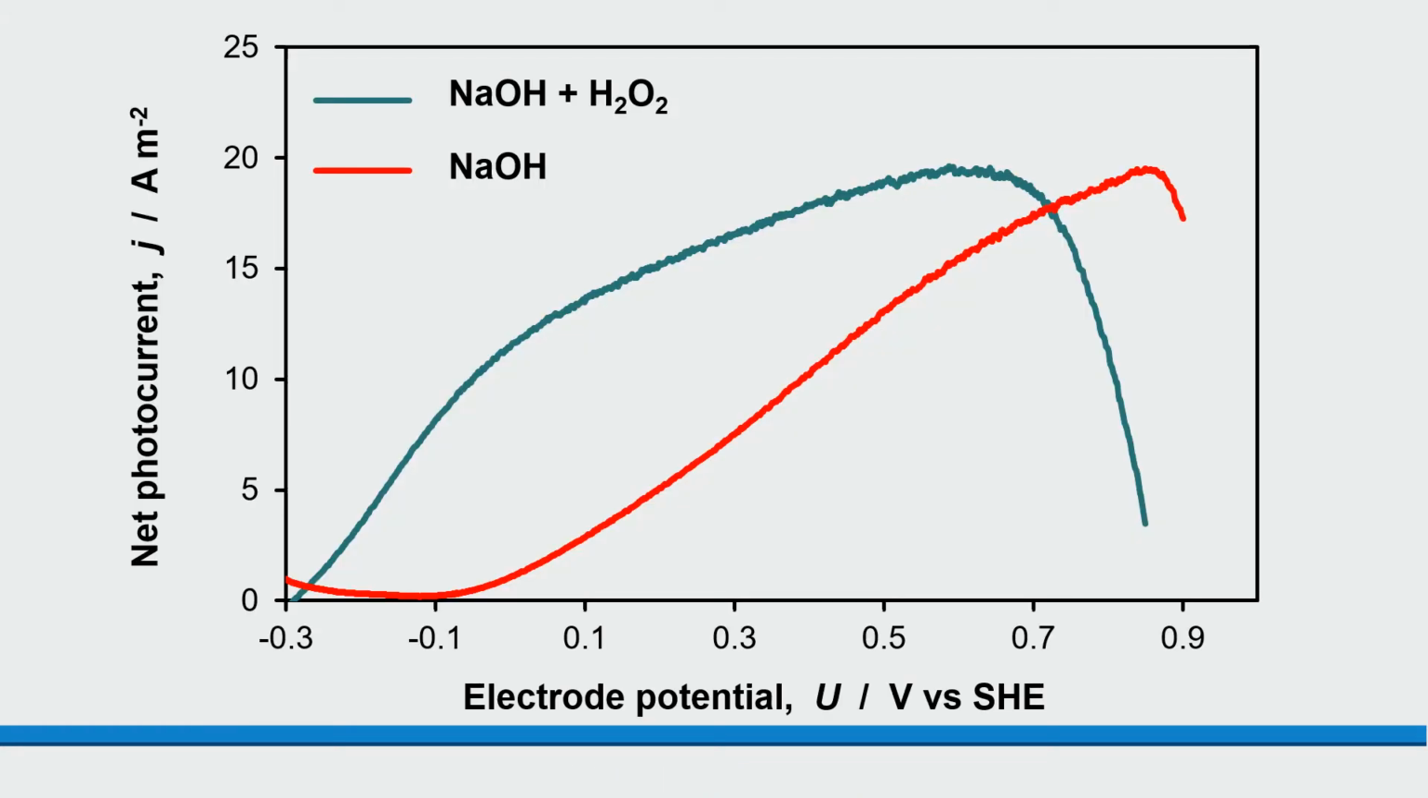The impact of surface recombination can be seen when we compare the results of kinetics measured in the absence and presence of a hole scavenger, so in this case hydrogen peroxide. So we can see that the curve with the hydrogen peroxide looks much more like the theoretical prediction, and that it does not have this typical S shape that's symptomatic of high recombination rates near the flat band potential.